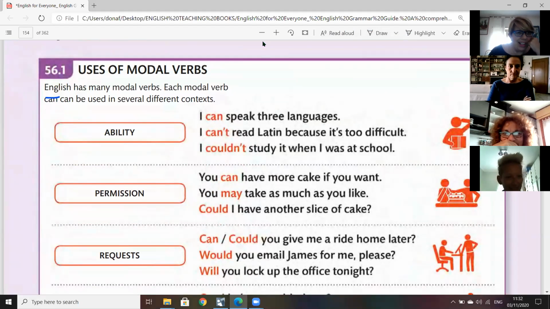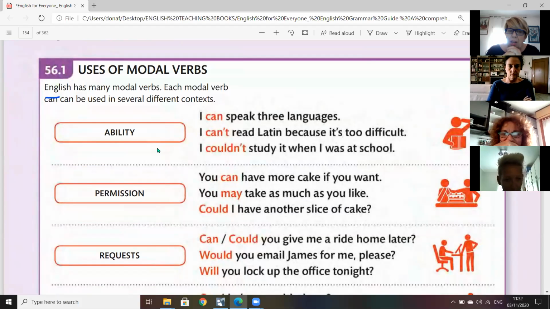Okay. Can. Ability. Go, Myla, and then the other. I can speak 3 languages. I can't read Latin because it's so difficult. It's too difficult. I couldn't study it when I was at school.